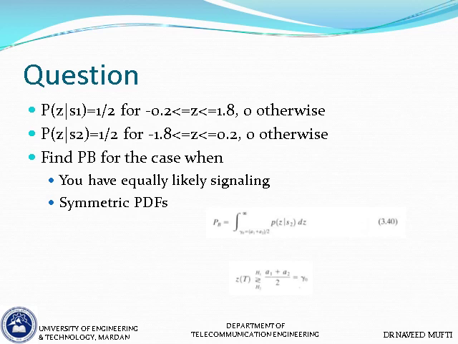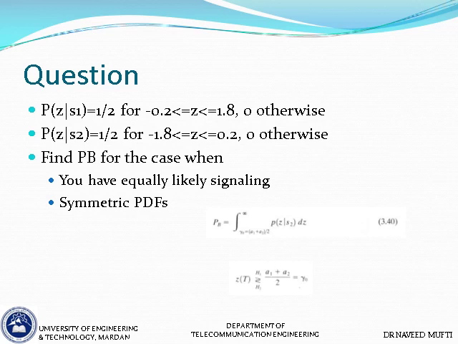So if I substitute the values here, I have 0, I have 0.2, and this value here is basically 0.5. When I integrate and calculate, the answer I get is 0.1. So 0.1 is my answer. That is the probability of error.